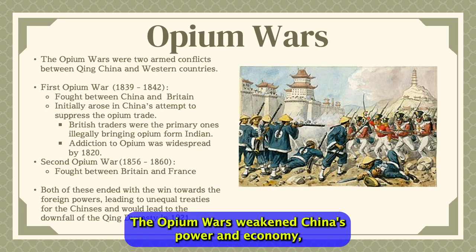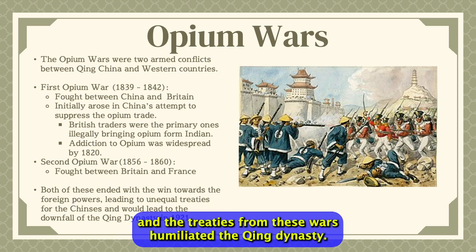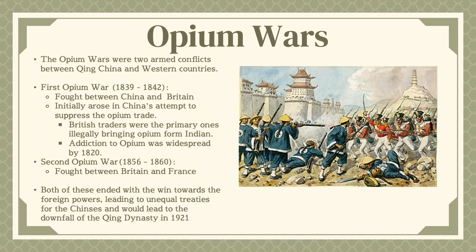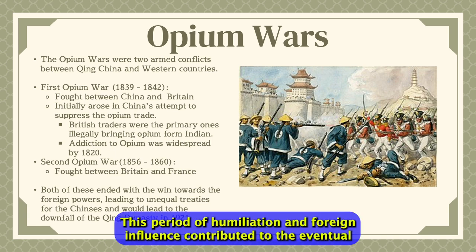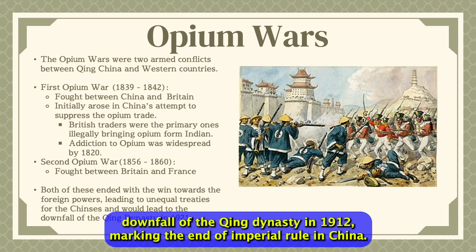The Opium Wars weakened China's power and economy, and the treaties from these wars humiliated the Qing dynasty. As a result, China's ability to control its own affairs was greatly reduced. This period of humiliation and foreign influence contributed to the eventual downfall of the Qing dynasty in 1912, marking the end of imperial rule in China.